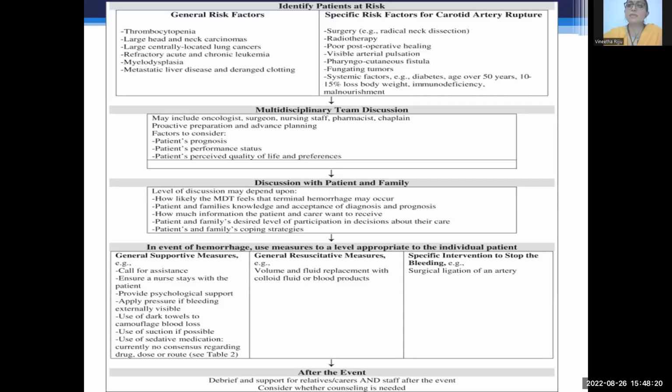Now there are more specific risk factors for carotid artery rupture. You can see this in the algorithm given here.